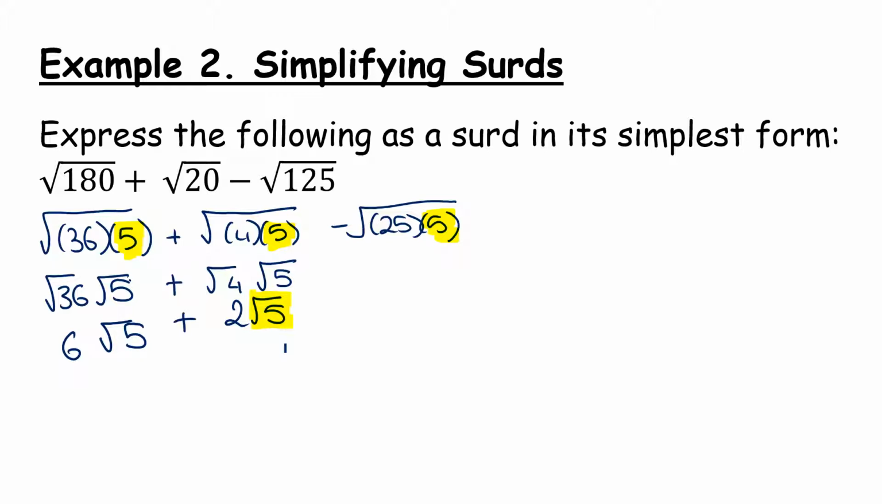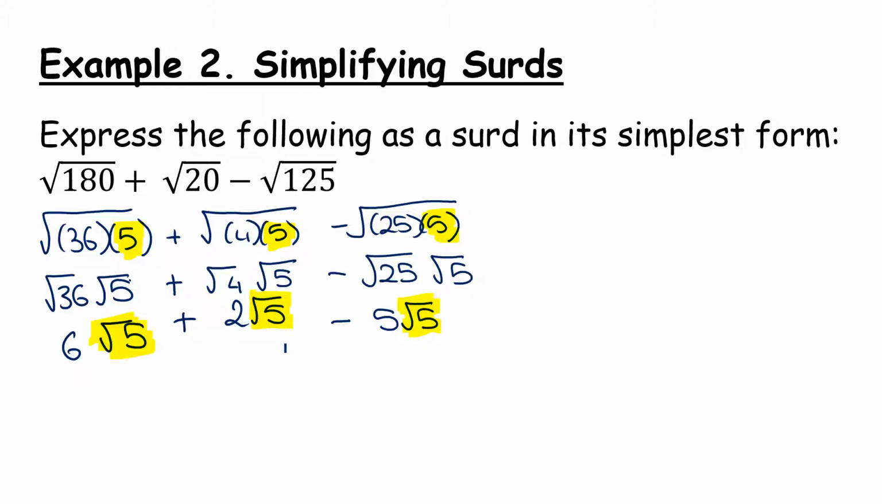Plus, we still have our 2 root 5, and let's clean up the last term here. It's going to be the square root of 25 by the square root of 5, which is minus 5 root 5. So what I have here is 6 square roots of 5 plus 2 square roots of 5 minus 5 root 5. If you think about this as a thing, I have 6 of something, I add 2 of that something, and then I take 5 away. Even if we say apples, I have 6 apples, I add 2 apples, so I have 8 apples, and I minus 5 apples, so I have 3 apples.